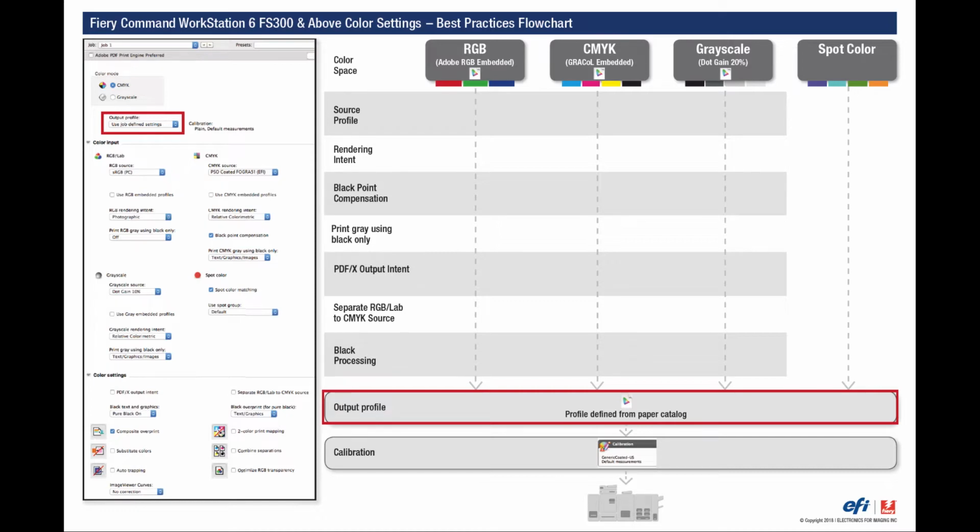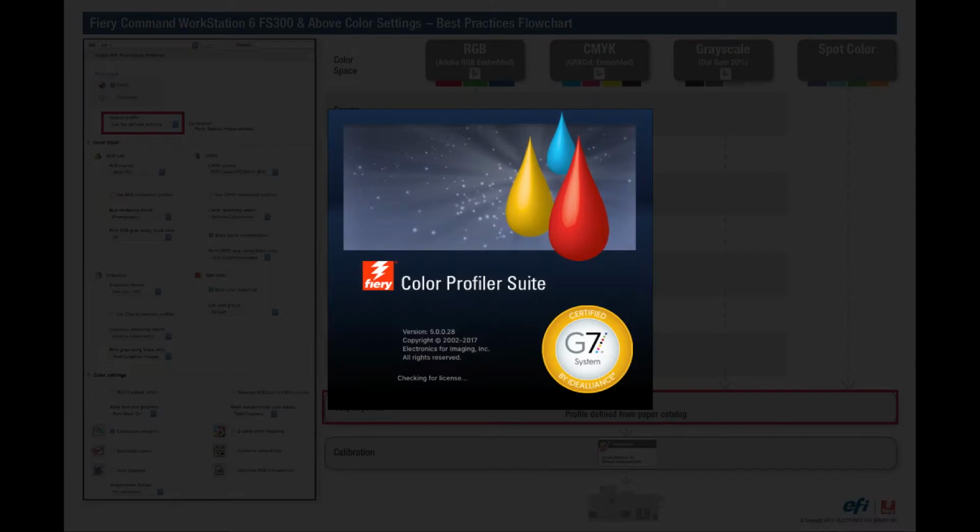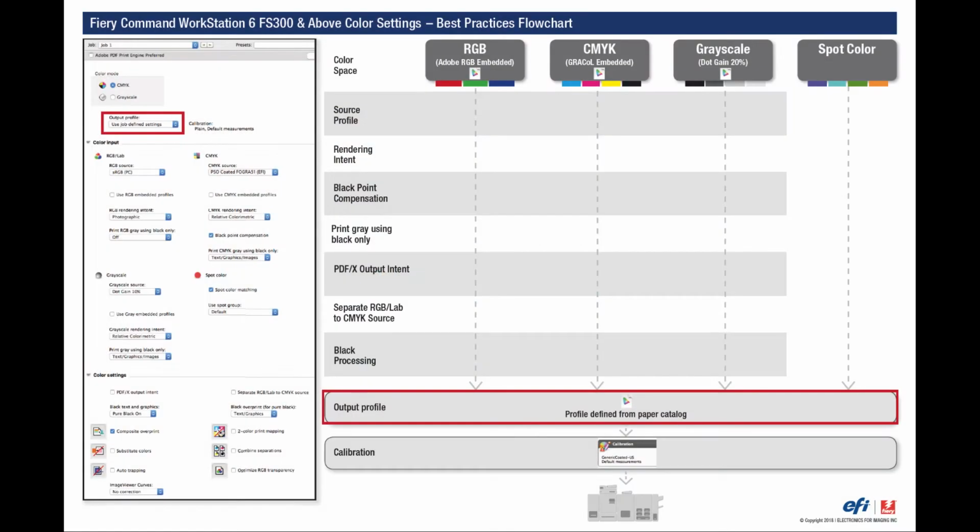Remember that if you create your output profiles using Fiery Color Profiler Suite, in the course of making a profile in the Printer Profiler or the Express Profiler, we automatically assign the profile to the paper catalog entry you selected when creating the calibration and profile.